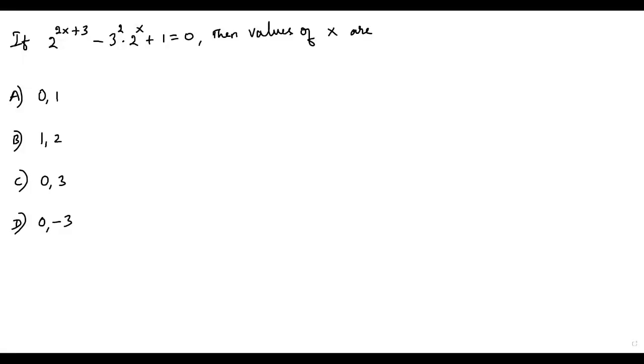Here we have a problem on quadratic equation. Okay, let's go with the question. If 2^(2x+3) − 3^2 · 2^(x+1) = 0, then the values of x are. In this equation, I have to find the value of x.